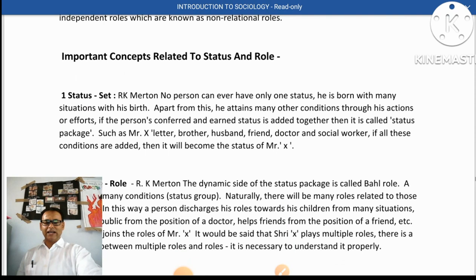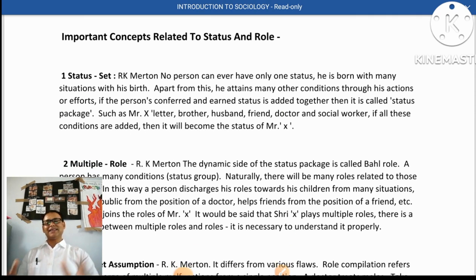Important concepts related to status and role. Status set: R.K. Merton said no person can ever have only one status. There are so many statuses in his life, conferred, and also earned through his action or effort. If the conferred and earned statuses of the person are added together, then it is called a status set.